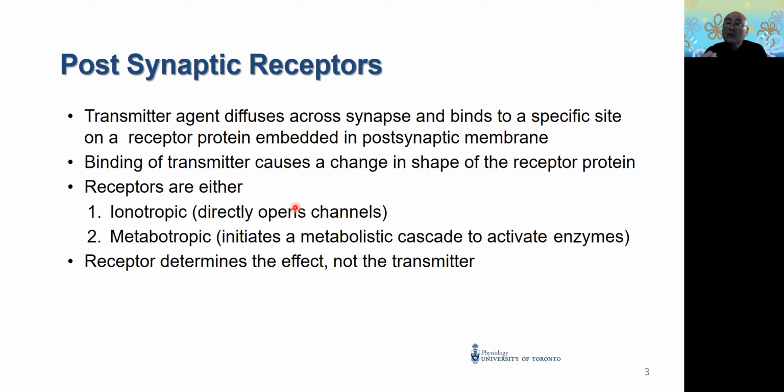These receptors generally fall into two classes. They're either ionotropic, where the neurotransmitter binds and directly opens up a channel, or metabotropic, where after the neurotransmitter binds, it initiates a metabolic change or cascade to activate various enzymes. We'll see that it's really the receptor that determines the effect we get on the postsynaptic cell, not necessarily the transmitter. Confusing statement, right? Bear with me for the time being, and circle back to this last bullet point to make sure that it's clear for you.